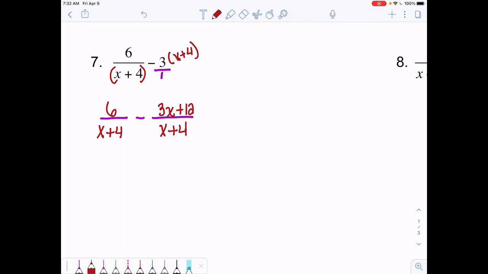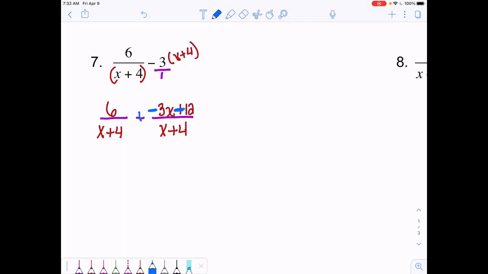Questions on that? So I kept it as a fraction. I found the least common denominator of my 2 fractions. And now you have to subtract. And remember, subtracting is really adding the opposite. So both of those terms must be subtracted.